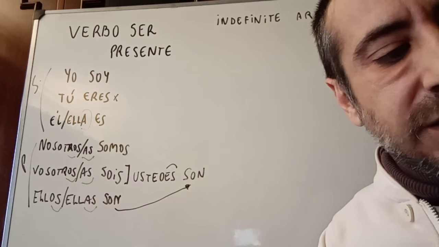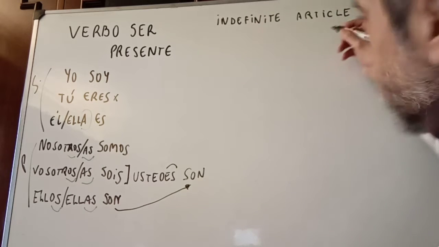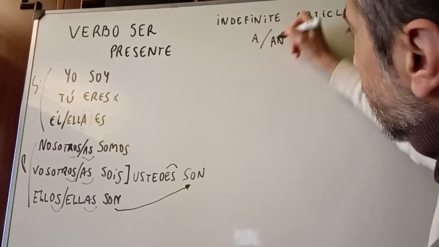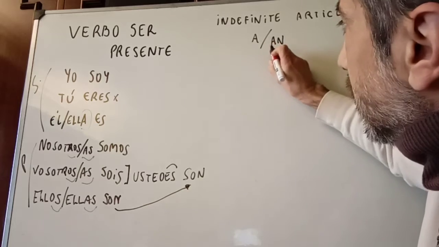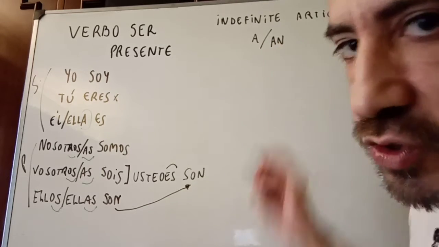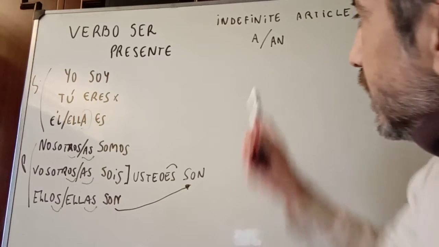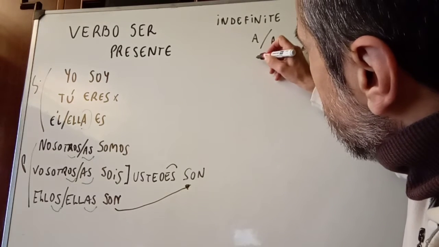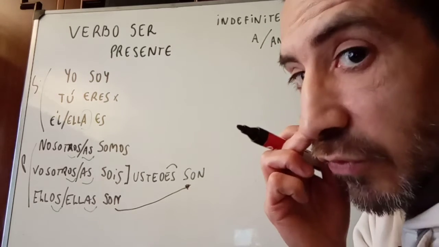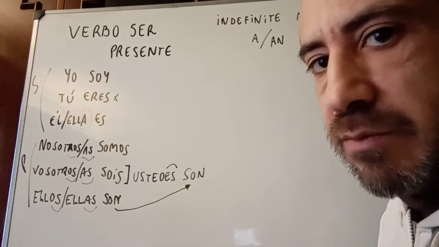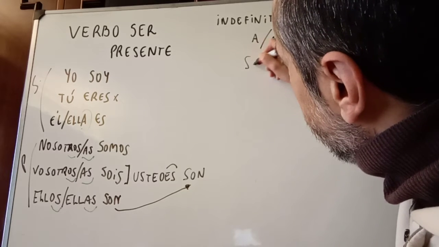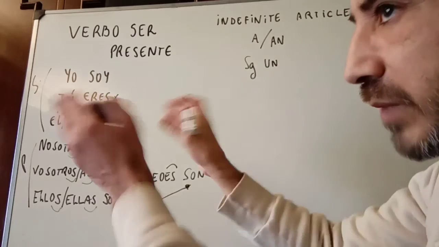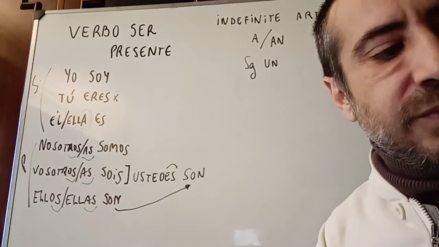The indefinite article, you know, it's what in English is a, an: a man, a woman, an orange, an apple, etc. In Spanish, we have four forms according to number and to gender. In the singular, we say un. This is the root, un. From here on, we make the other forms of the article.